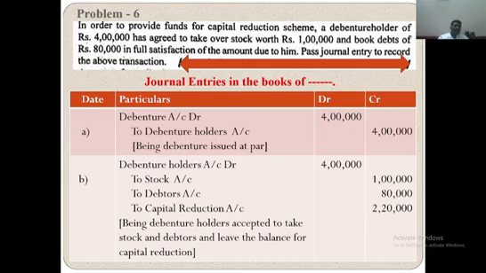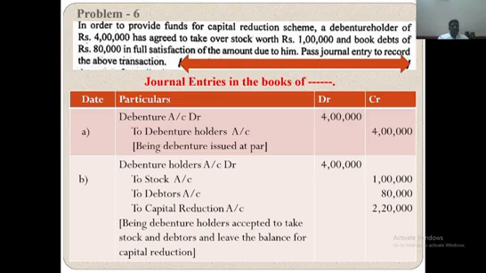Date, particulars, debit in rupees, credit in rupees. Debenture account debit to debenture holder account, 4 lakh rupees, being debentures issued at par. The next, this amount is converted. First they are going to settle the respective amount. Debenture holder account debit 4 lakh. How is it possible to settle the debenture holder? By way of stock 1 lakh, by way of debtors 80,000.